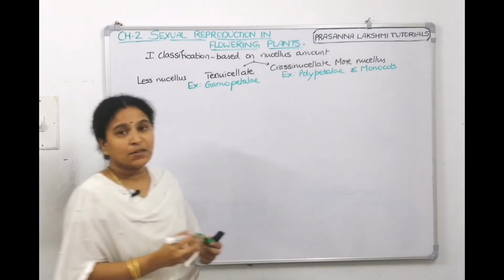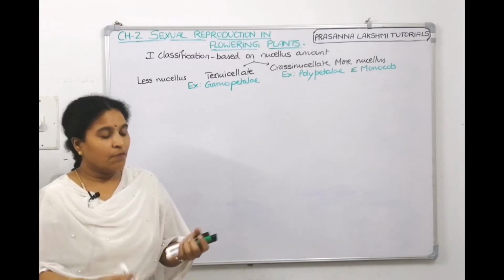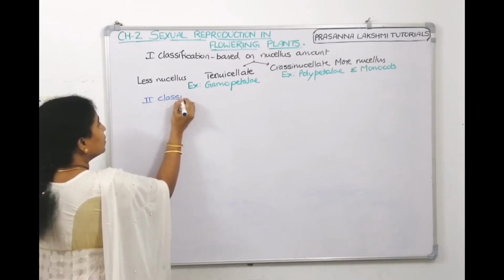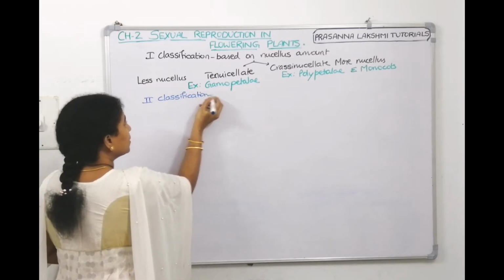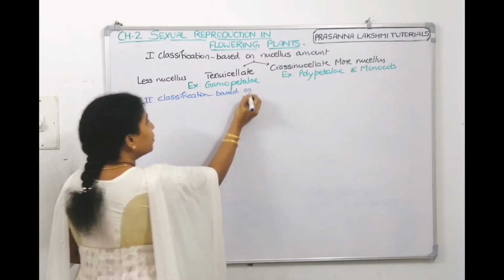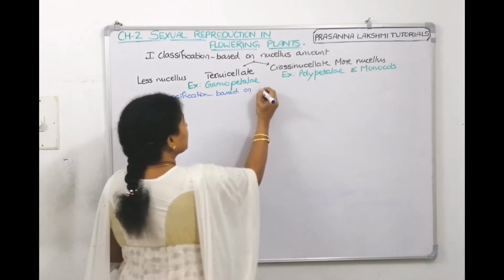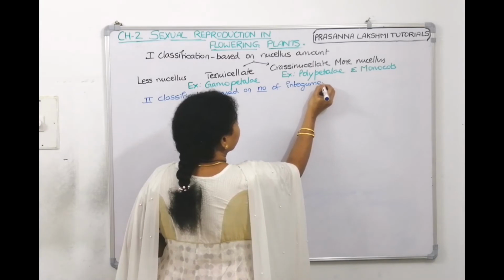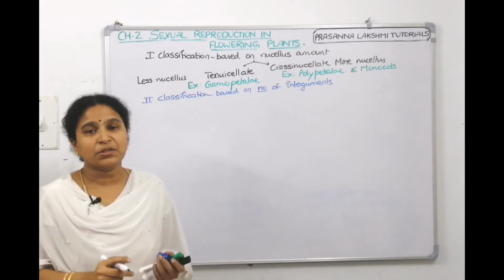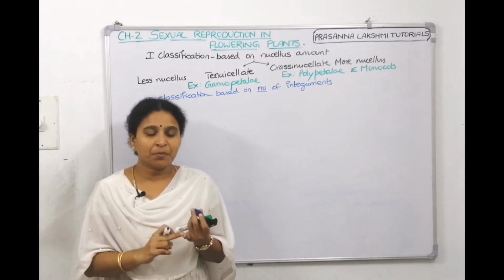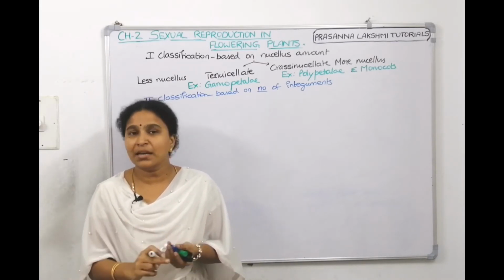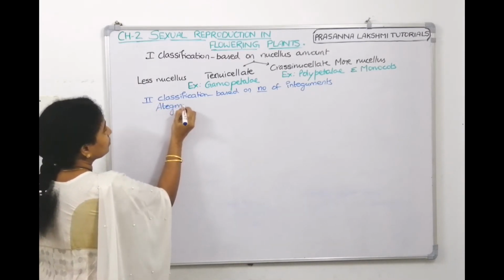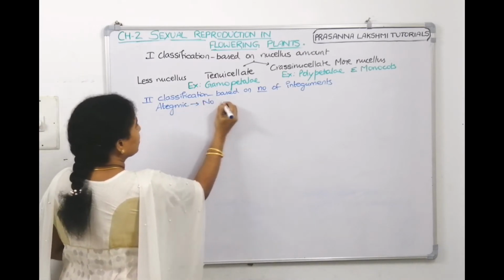Children, this is one classification of ovules. The second classification is based on the number of integuments covering the nucellus. Based on the number of integuments, we can have no integument, that is ategmic, one integument, two integuments, three integuments, like that. If we see the ategmic condition, ategmic means no integuments.